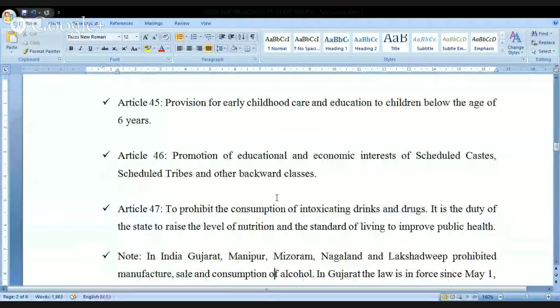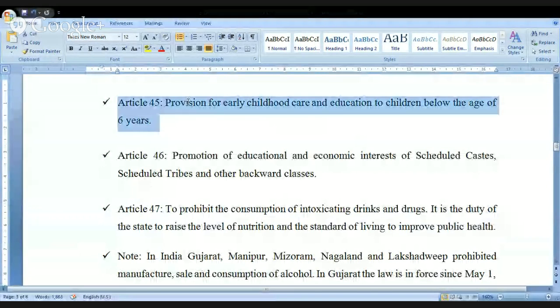Article 45 says that these are the provisions for early childhood care and education to the children below the age of 6 years. I'm just repeating. Kindly look at Article 45 very carefully. Provision for early childhood care and education to children below the age of 6 years. This is the content that is present in Article number 45.